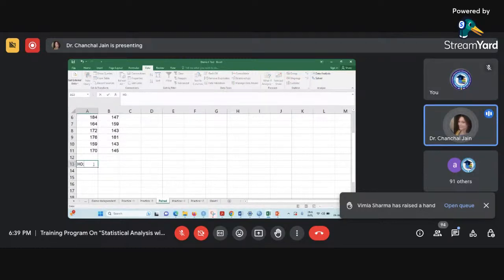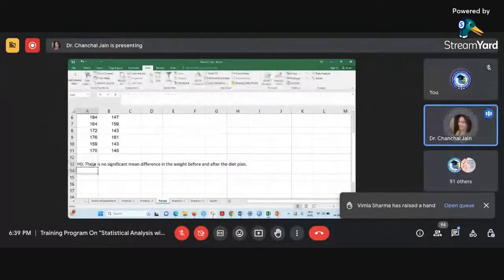So the null hypothesis would be, can anyone tell me what would be the null hypothesis here? No significant difference before and after. There is no significant mean difference in the weight before and after the diet plan, right?